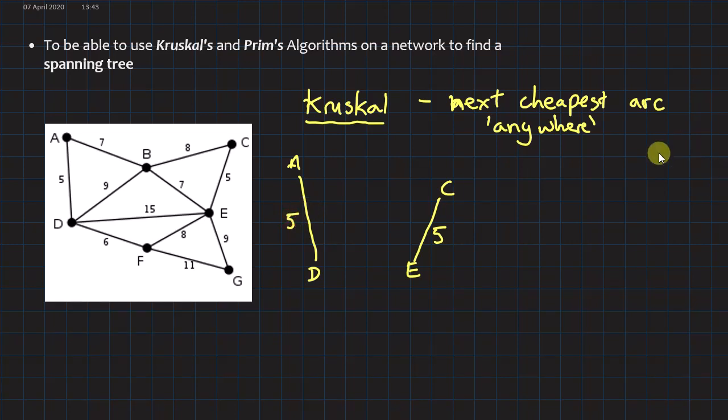Now, if you're doing the exam, they often like you to write down what you've done. So I've just done AD 5, CE 5. Next cheapest one, and look, they're all over the place. It doesn't matter at the moment. Next one is connecting D to F because that's worth 6. D to F for 6. Looking through, what's my next cheapest one? My next cheapest one is one of the two 7s. So I need to choose a 7 to do.